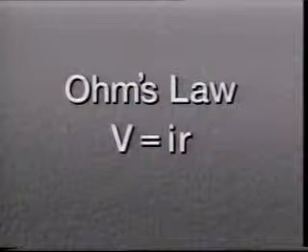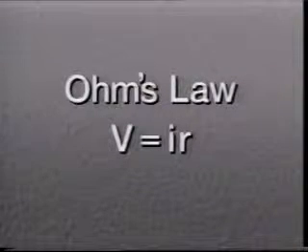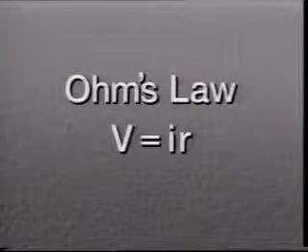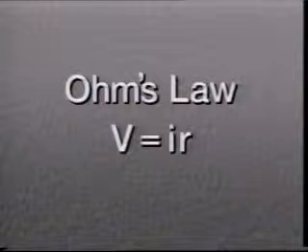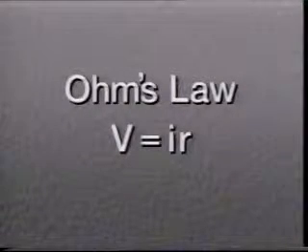This equation is Ohm's law. Voltage, V, is equal to current, I, times resistance, little r. This other equation defines resistivity. Resistivity, big R, is equal to the resistance, little r, times the area A over the length L of the sample being measured.